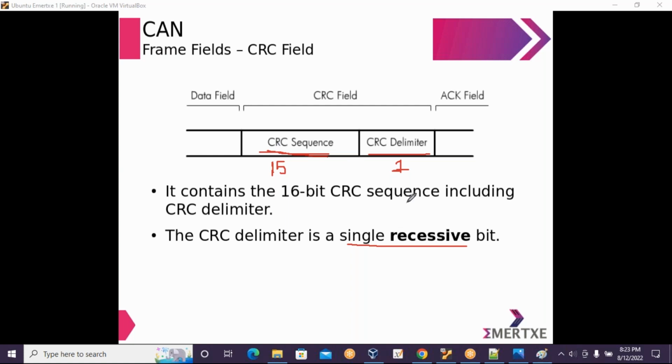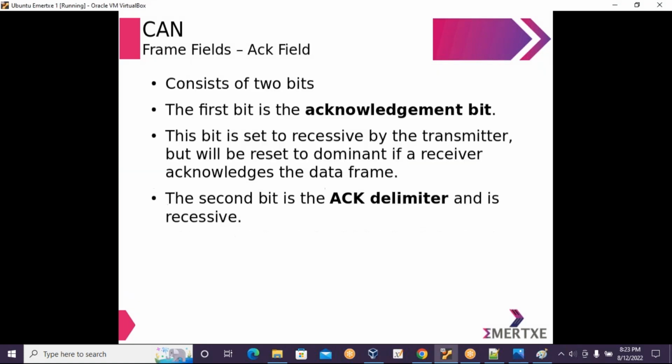The CRC delimiter is a single recessive bit. So that is about the CRC field. Then the next field is the acknowledgement field. It just consists of two bits. The first bit is the acknowledgement bit. The second bit is the ACK delimiter. Remember, a delimiter again is a recessive bit, which means it is always 1.